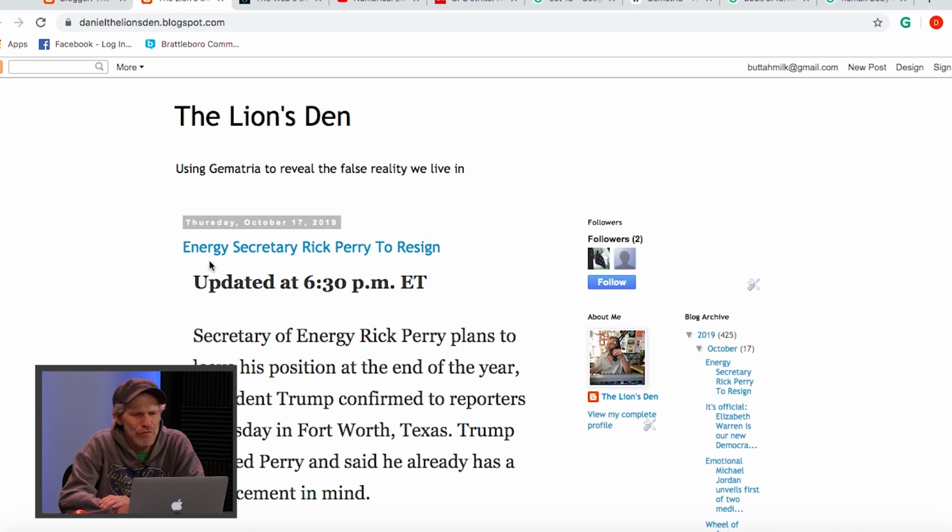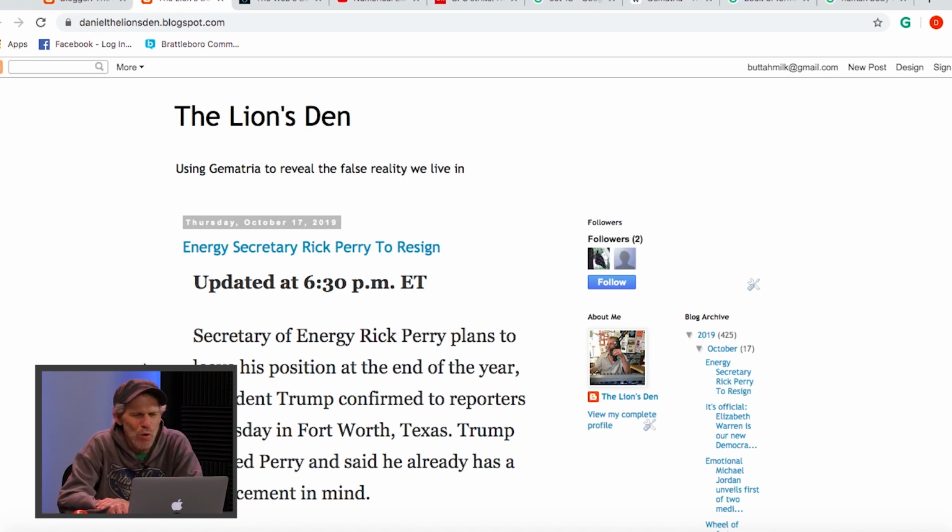And I saw this, Energy Secretary Rick Perry to resign. And sometimes reading the articles helps you get an idea of what they're talking about, and also just by reading some of them, you can realize how crazy this story is. And it's just that, it's a story.